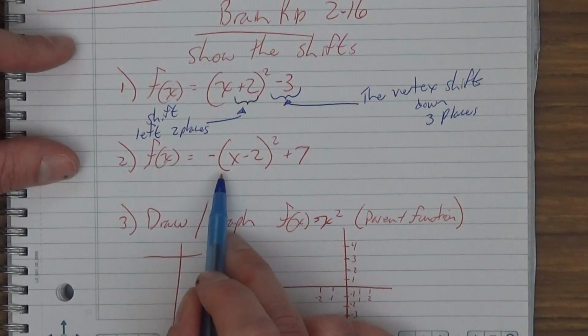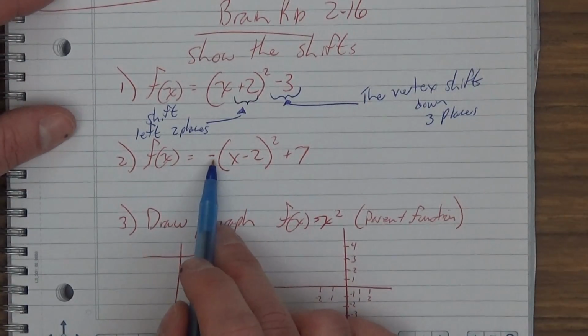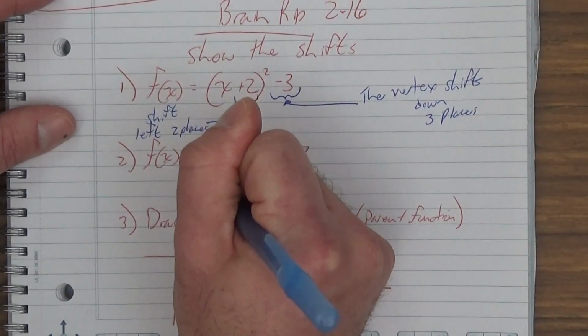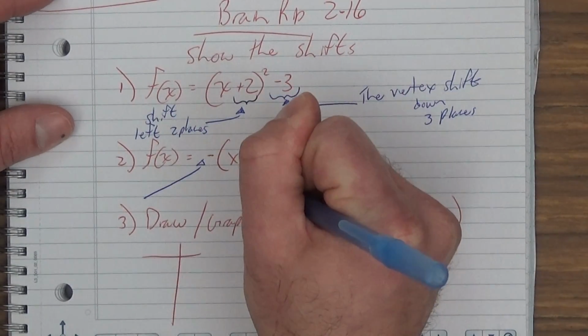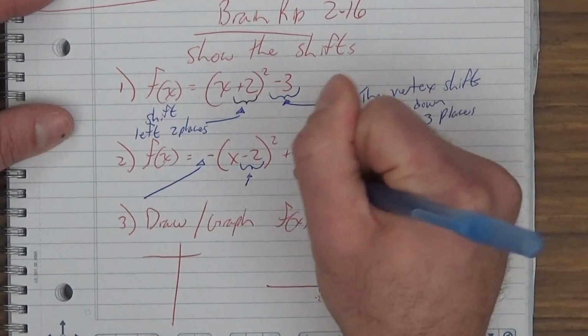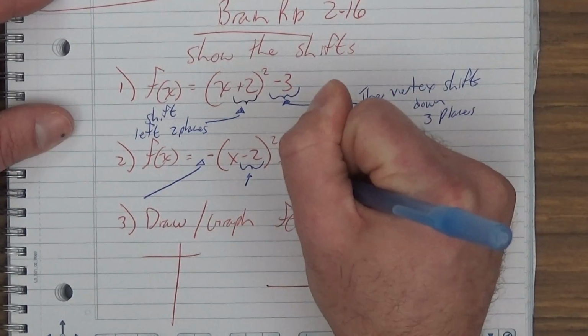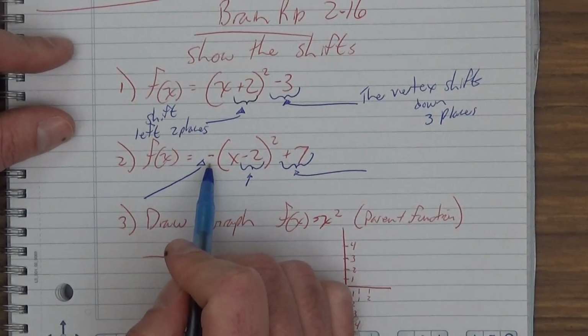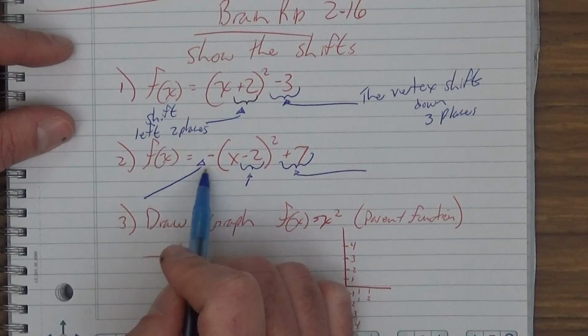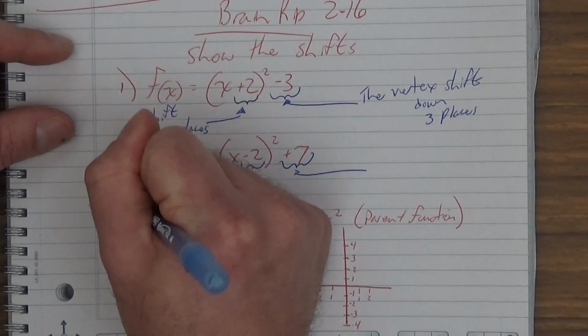Looking at this one, we have a negative on the outside. That negative always tells us something. We have the negative 2 that tells us something, and we have the positive 7 that tells us something. This negative, what does that do for us, Kyle? You're right. It flips it upside down.